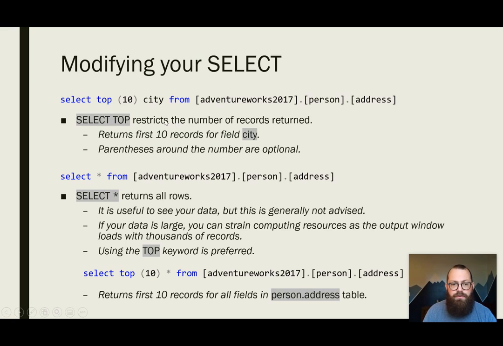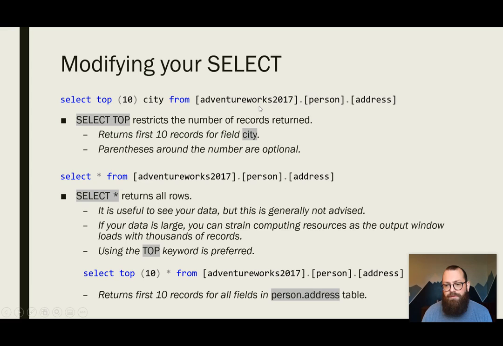The other modification to the select, or kind of a special case for the select clause, is select star, and this is the asterisk symbol. And what it does is it returns all rows for all fields. In this particular query, select star from the person.address table, it's telling SQL, hey, give me all fields and all records from this particular table.